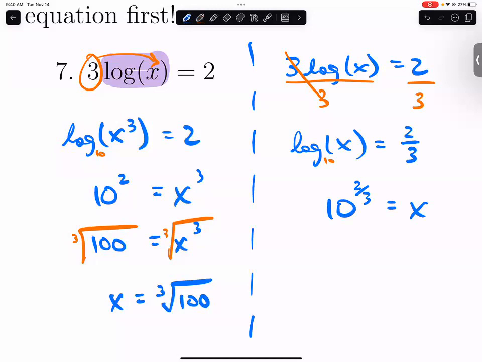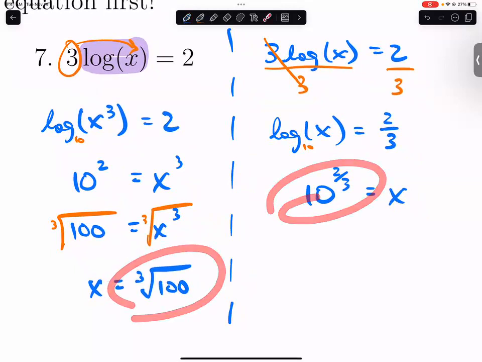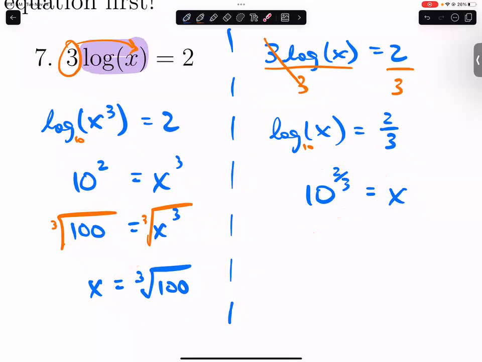Hey, what's another way to write 10 to the 2/3? The cube root of 10 squared. Oh, that's the same thing as the cube root of 100, right? So those things are identical. They're not any different. Those are the same. So you could write this as the cube root of 100 if you want. To me, neither really cleans up nicely, so neither is really any better than the other.